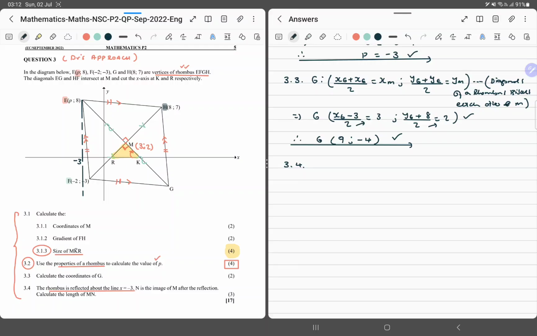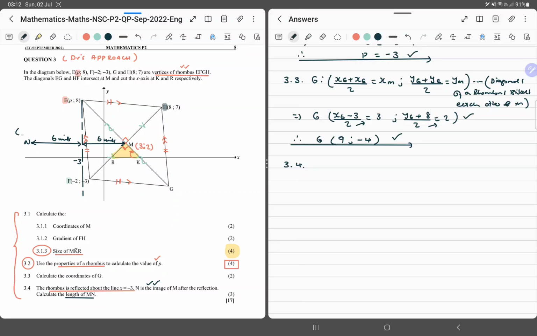But now, what are we supposed to do? It says now N is the image of M after the reflection. So calculate the length MN. So we've got to be smart. How far is point M from that line? That is the key. So this is going to be a horizontal line, isn't it? So 3 minus negative 3 is going to be 6 units. Great. So when we reflect this across this line, we expect to see the same number of units on the other side. So we have 6 units also. So this is where N is going to be.